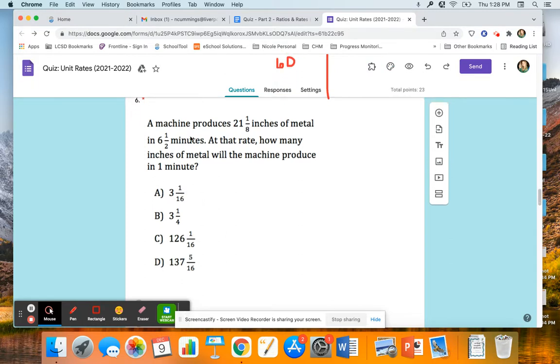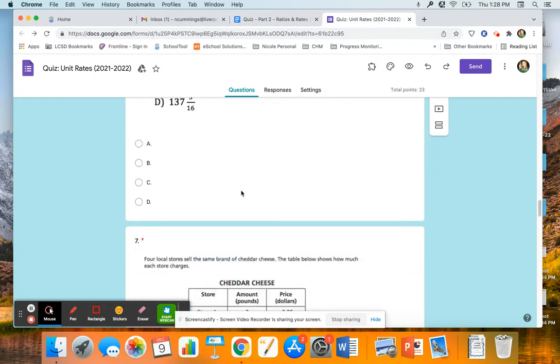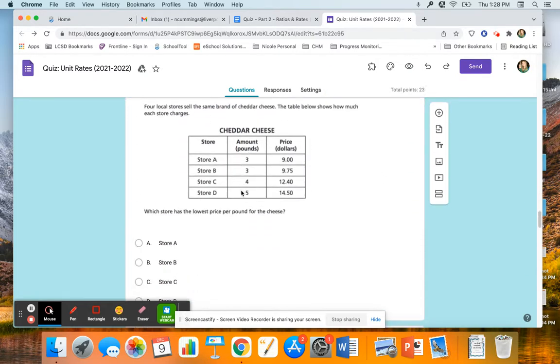The next one, a machine produces 21 1/8 inches of metal in 6.5 minutes. At that rate, how many inches of metal will the machine produce in 1 minute? So how many inches will the machine produce in 1 minute? Set that up and solve it, put it in your calculator.